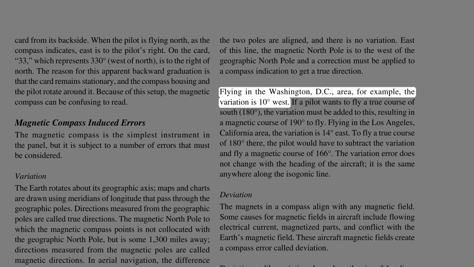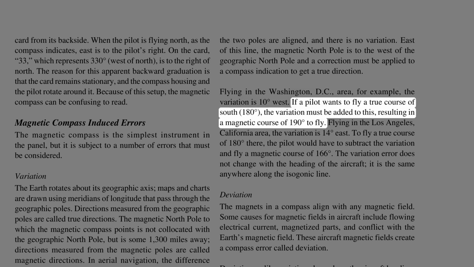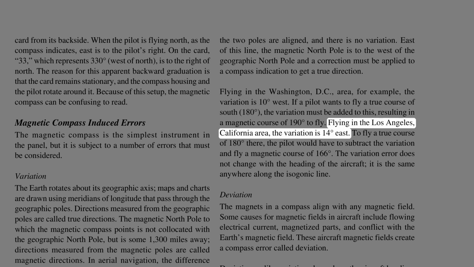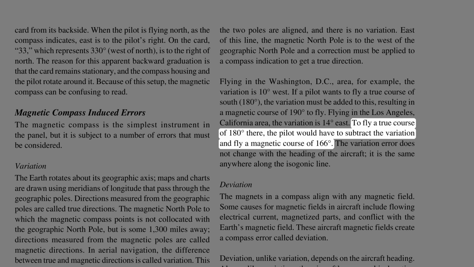Flying in the Washington, D.C. area, for example, the variation is 10 degrees west. If a pilot wants to fly a true course of south, 180 degrees, the variation must be added to this, resulting in a magnetic course of 190 degrees to fly. Flying in the Los Angeles, California area, the variation is 14 degrees east. To fly a true course of 180 degrees there, the pilot would have to subtract the variation and fly a magnetic course of 166 degrees.